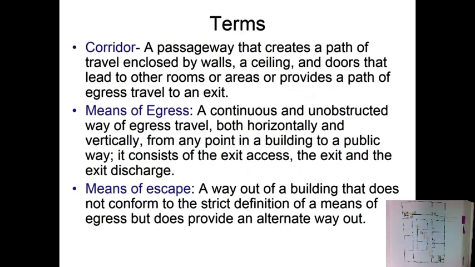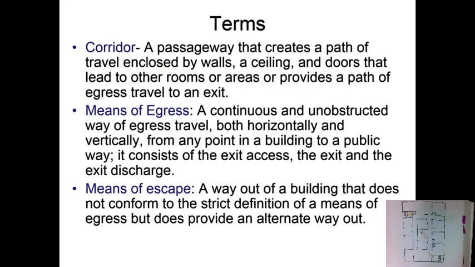Okay, a corridor, a passageway that creates a path of travel enclosed by walls. This, of course, is a corridor. It is a hallway that goes all the way around. And that means that a lot of times if we looked in our IBC code book, it told us what our rating, of course, of these particular walls have to be able to keep people being safe to get to their exits. So you need to look at it.